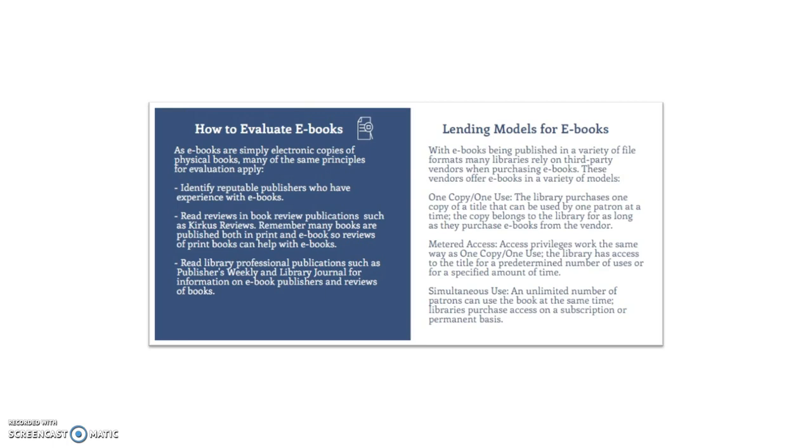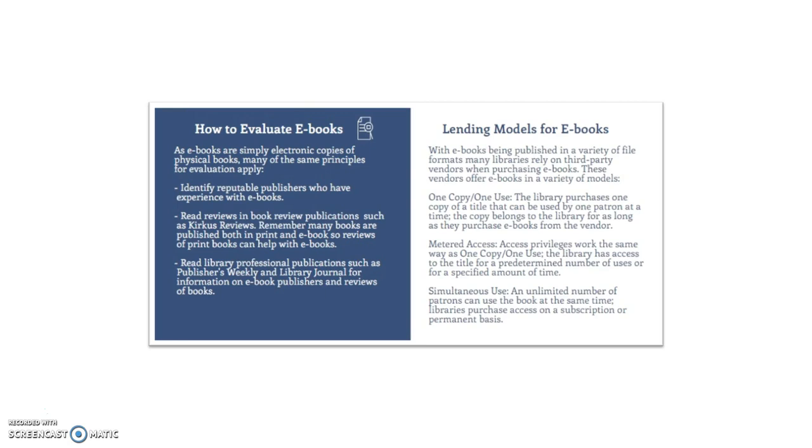Lending models for ebooks. With ebooks being published in a variety of file formats, many libraries rely on third-party vendors when purchasing ebooks. These vendors offer ebooks in a variety of models. The first is one copy, one use. The library purchases one copy of a title that can be used by one patron at a time, with that copy belonging to the library for as long as they're in partnership with the ebook vendor.